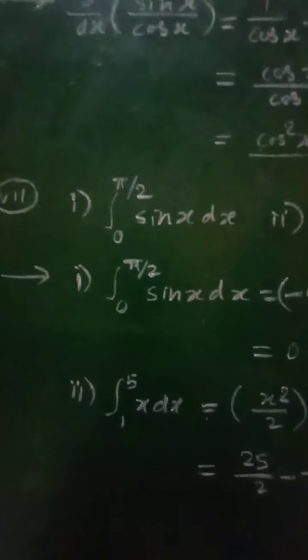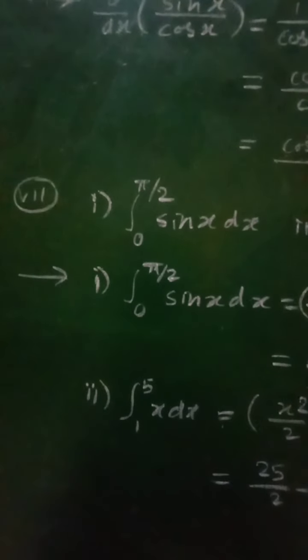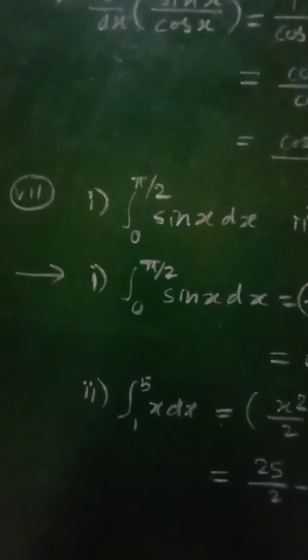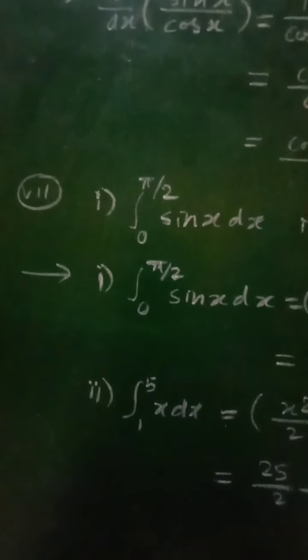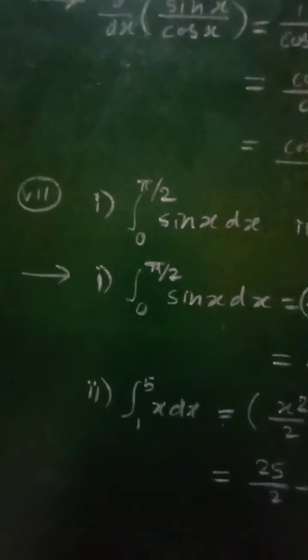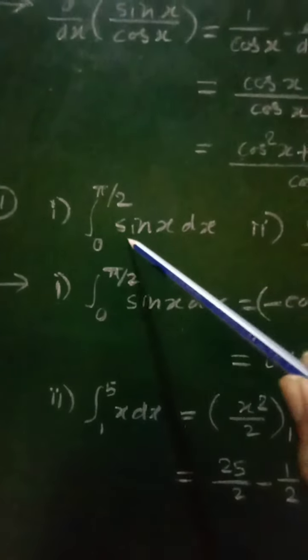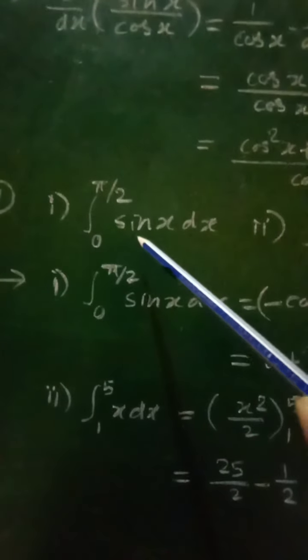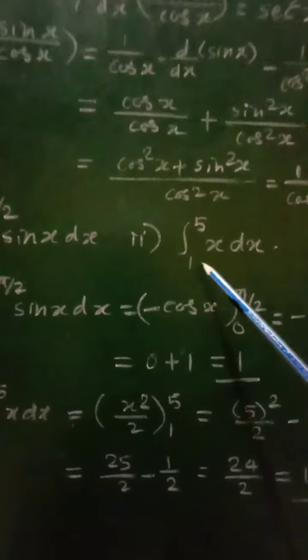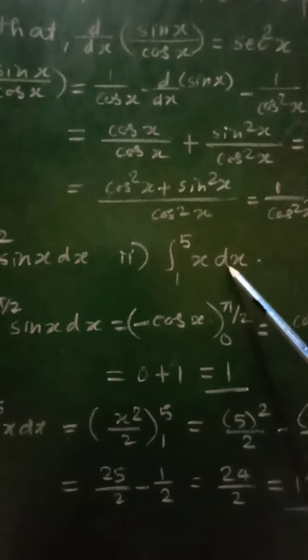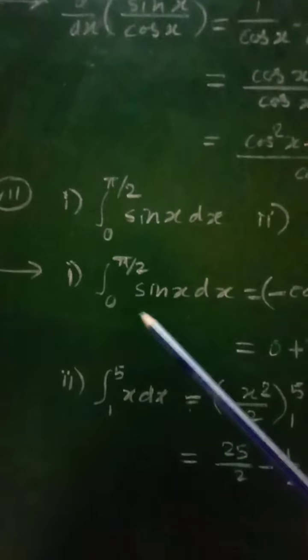And now we will go for the next numerical, that is numerical number 7, which is stated as: evaluate the following integrals. So we have to find the integration of the given functions. First is the integration from 0 to pi by 2 of sin x dx, and second is the integration from 1 to 5 of x dx. So first we will consider the first one.